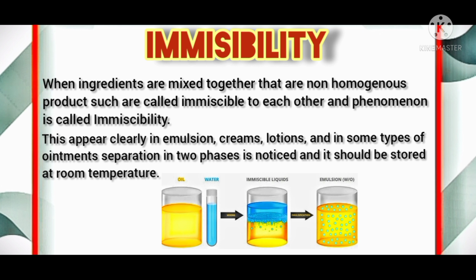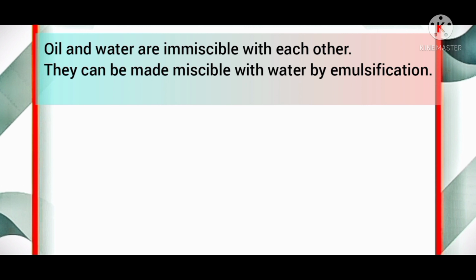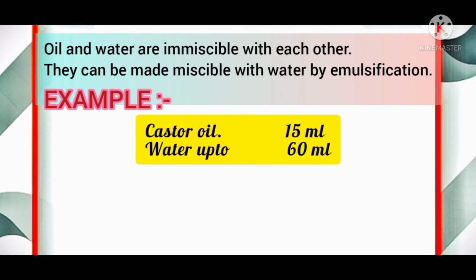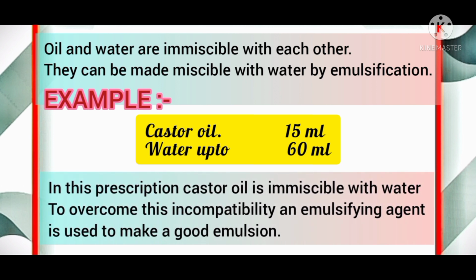In given image we can see oil and water are immiscible with each other. Oil and water together are immiscible. They can be made miscible with water by emulsification. Example, we can see castor oil 15 ml, water up to 16 ml. In this given example, castor oil is immiscible with water. Therefore, emulsifying agent is added to overcome this incompatibility and to make good emulsion.